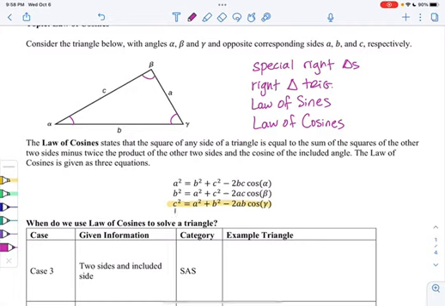And notice that gamma is the angle that's opposite that side. So this leading side here that has its own side of the equation is going to correspond with the angle inside the cosine. And then the other two sides show up twice, a squared plus b squared, and then the ab again here.